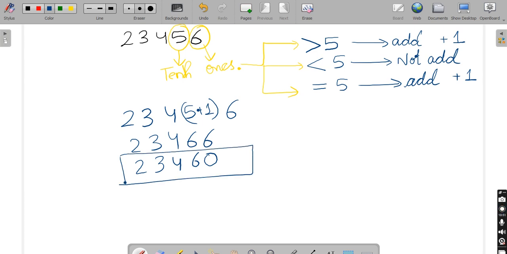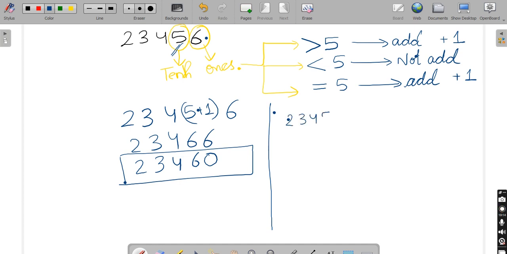So this is the rule of estimation. You should take care about this number, and check the number before it. If it is greater than 5, then this number will become 6. If it is equal to 5, then also it will become 6. If it is less than 5, then this number will not change. Let me give you one more example so it will be easy for you.